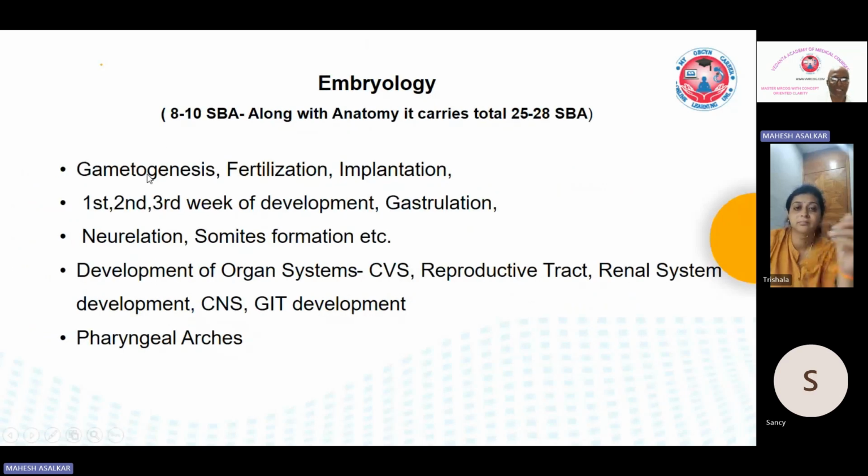Then in embryology they ask about gametogenesis, fertilization, implantation, including mitosis and meiosis. All these concepts will be covered in our session. Most important are the first, second, and third weeks of development. The concept of gastrulation, neurulation, somite formation. Development of various organ systems: cardiovascular system, reproductive system, renal tract, CNS, and GIT development. Any system they can ask. The pharyngeal arches they are asking, and the different derivatives which develop from these arches. That is what is frequently asked.